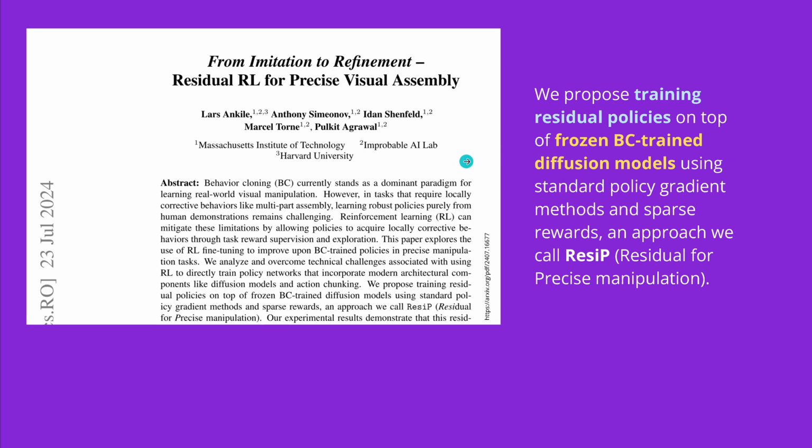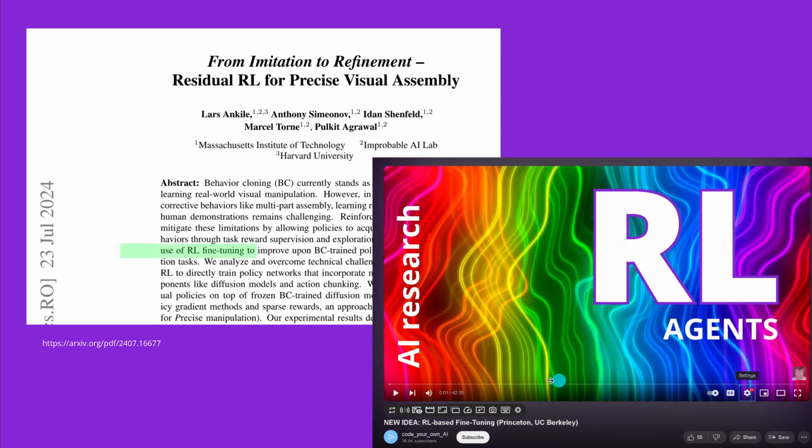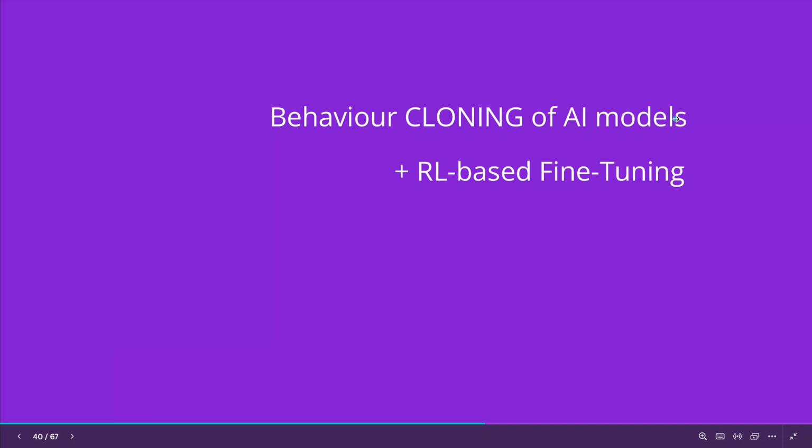But in general, what we can say with this latest publication for computer-guided assembly, AI-based robotics, is that MIT and Harvard propose training residual policies on top of frozen behavior cloning trained diffusion models using standard policy gradient methods and sparse rewards. I'll show you this in a second. An approach they call RESIP, which stands for Residual for Precise Manipulation in Robotics AI. Great. Again, RL-based fine-tuning you find here. So there you have it.